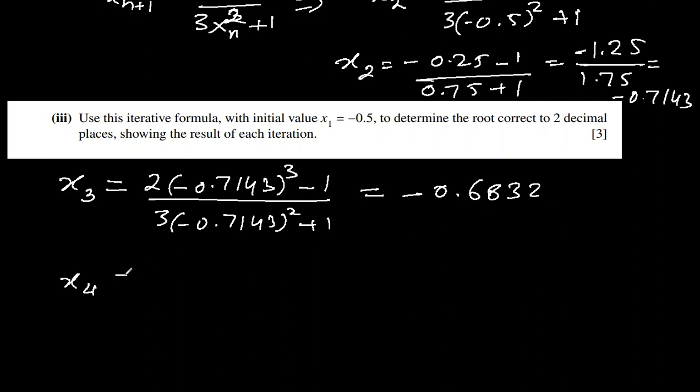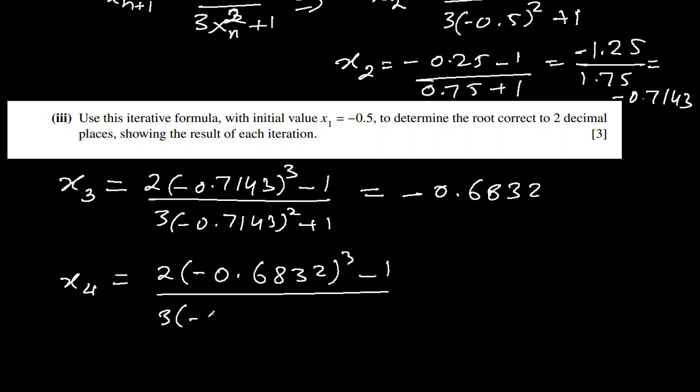Let's go to x4. It will be 2 times minus 0.6832 cube minus 1 over 3 times minus 0.6832 square plus 1. This gives us minus 0.6823, and we can stop here. Why do we stop here? Because they said two decimal places. That's what we have to show.